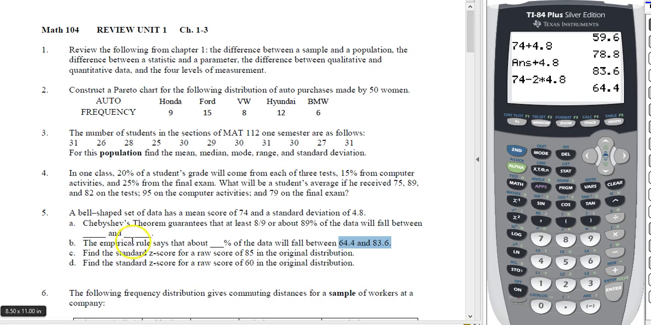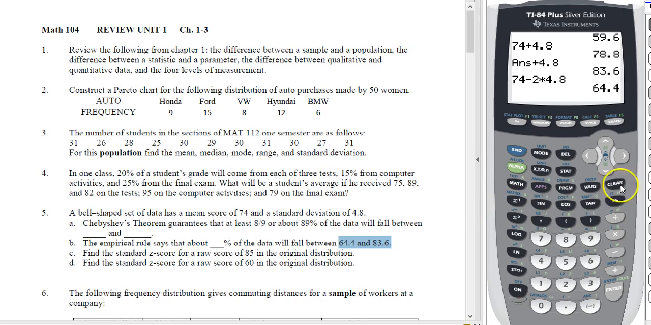What does the empirical rule say about that? That you need to memorize. The empirical rule says 68% falls within 1 standard deviation of the mean, 95% falls within 2, and 99.7% falls within 3 standard deviations of the mean. So this is talking about the 95%.